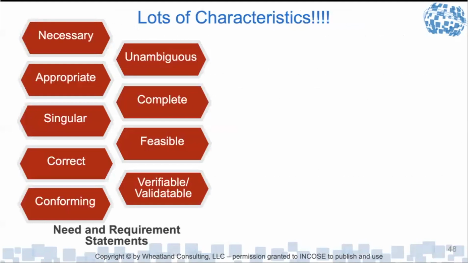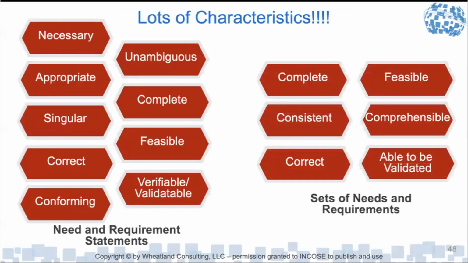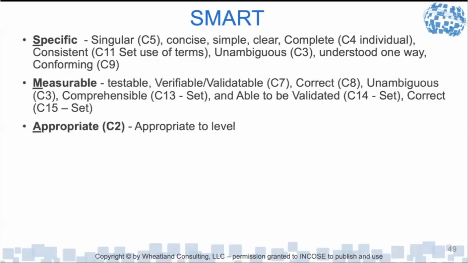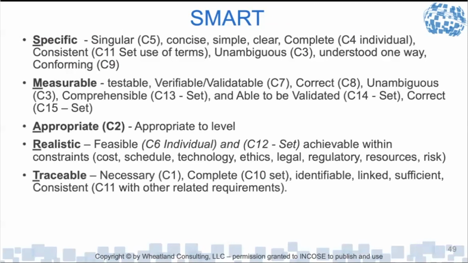So we have lots of characteristics for the need and requirement statements, for the sets of needs and requirements. So some people have cut that down into different things. You've heard SMART. Unfortunately, a lot of SMART was designed for goals and objectives more than it was requirements. So I defined SMART in terms of actual requirements, and there's a summary of other characteristics. So specific, measurable, appropriate, realistic, traceable is one way. So if you can't remember all those 13, then maybe you can remember these 5.